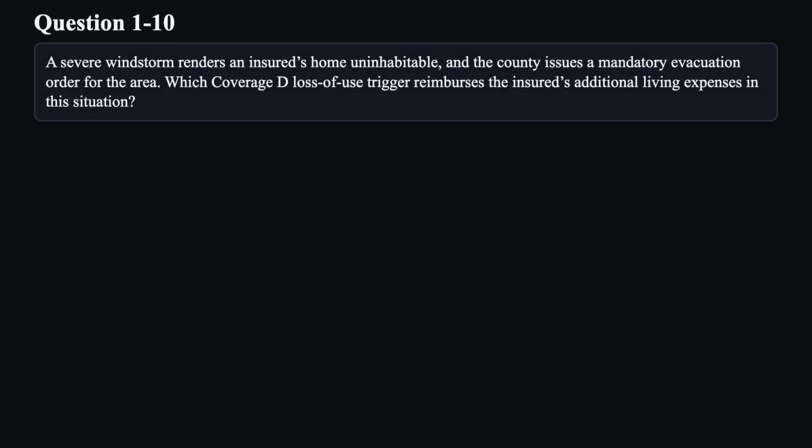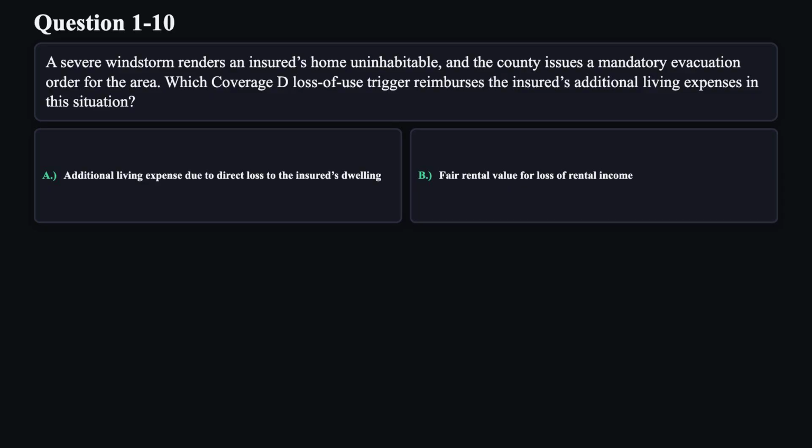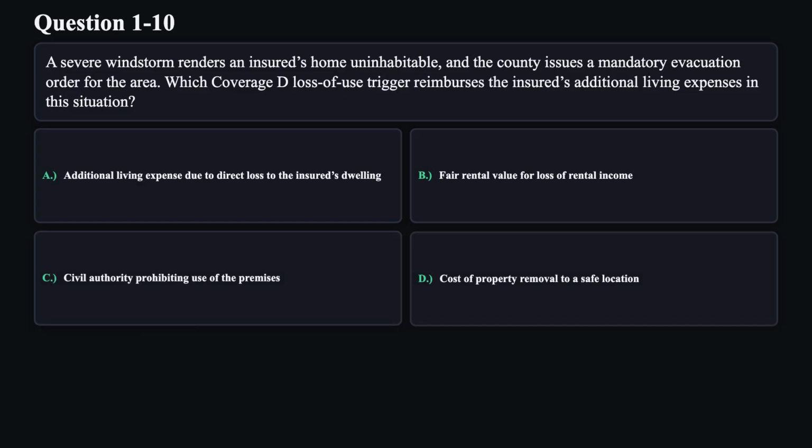Question 10. A severe windstorm renders an insured's home uninhabitable, and the county issues a mandatory evacuation order for the area. Which coverage D loss of use trigger reimburses the insured's additional living expenses in this situation? A. Additional living expense due to direct loss to the insured's dwelling. B. Fair rental value for loss of rental income. C. Civil authority prohibiting use of the premises. D. Cost of property removal to a safe location.